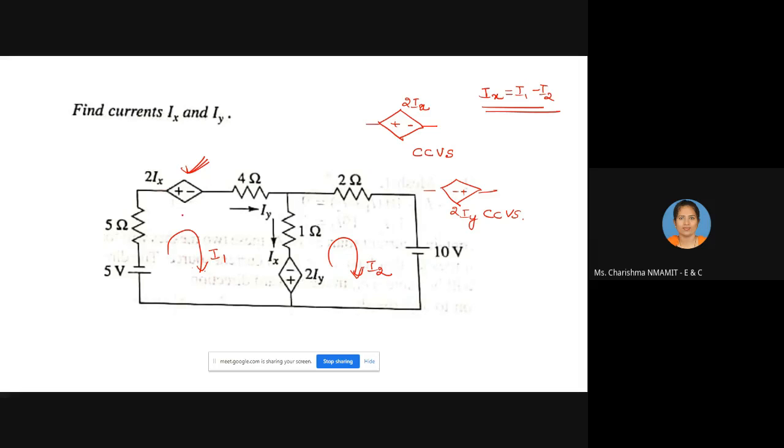So what is the value of this voltage source? It is 2 into I1 minus I2, because Ix is the current flowing in this particular branch. What is the orientation? You can see here, it is in the orientation of I1. So Ix is I1 minus I2. So this voltage source value is nothing but 2 into I1 minus I2.